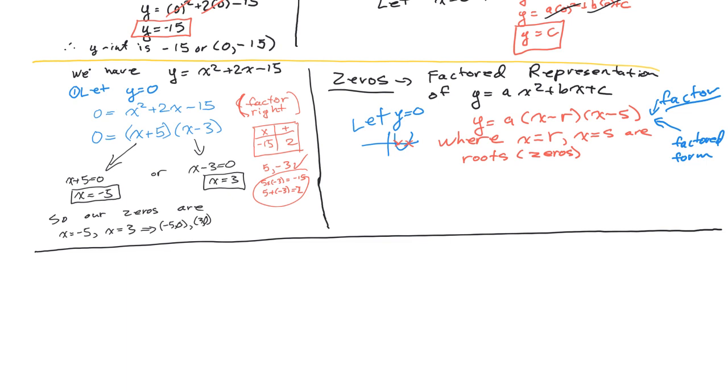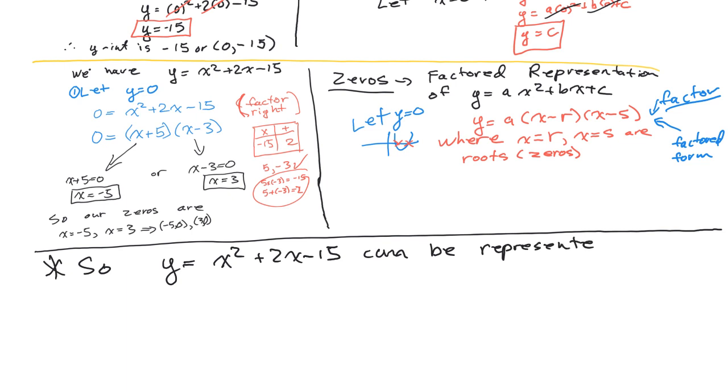So I could also say here, as a note, let's put a big side here. So basically, y is equal to x squared plus 2x minus 15 can be represented by this equation. Y is equal to (x plus 5)(x minus 3).